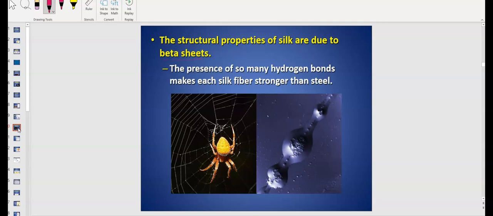It's quite interesting. I'm going to talk a little bit about this and show you a quick video. But so silk, and we're talking about spider silk, not silk that comes out of silkworms. The structural property of the strength of silk is due to beta sheets. Lots of beta sheets. In fact, spider silk is almost all beta sheets. So because of all those hydrogen bonds and all those beta sheets, silk is actually stronger than steel by weight. So you can use it for a lot of stuff.